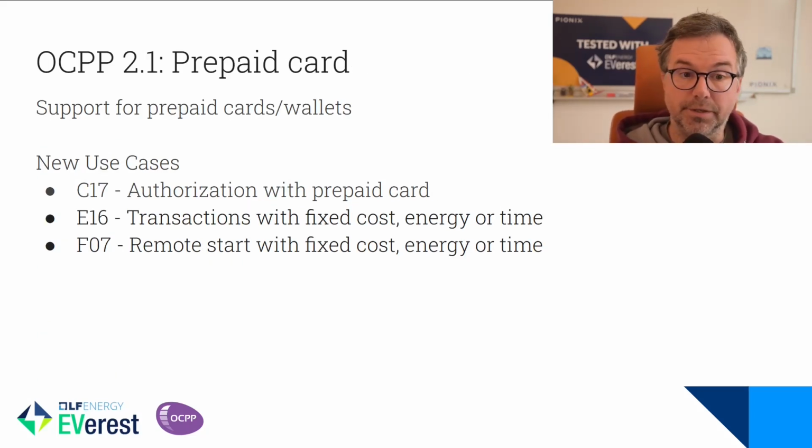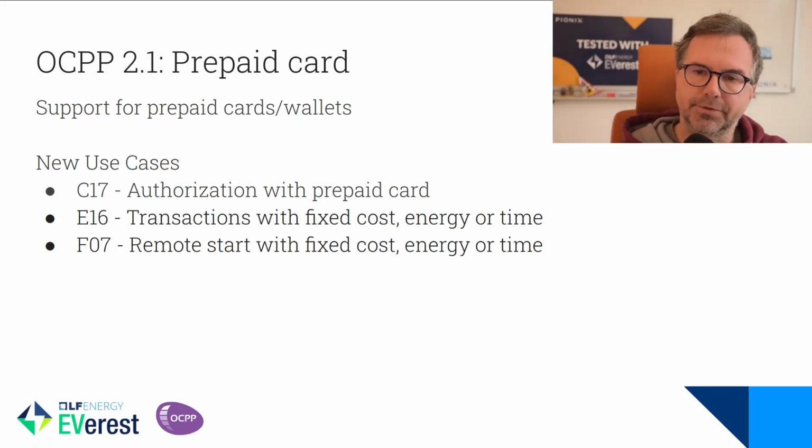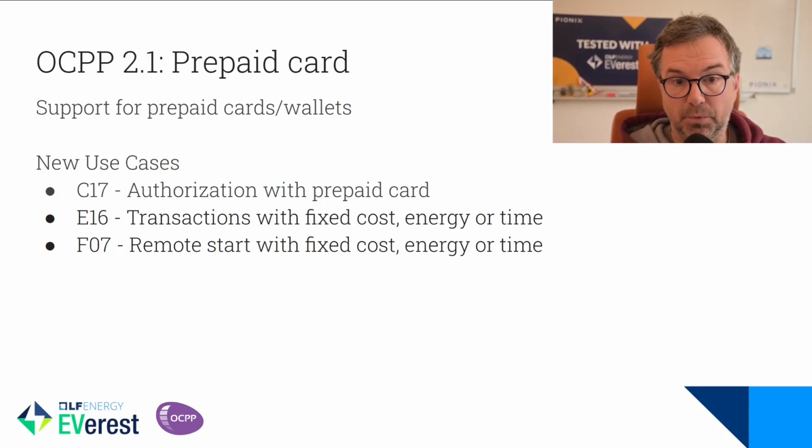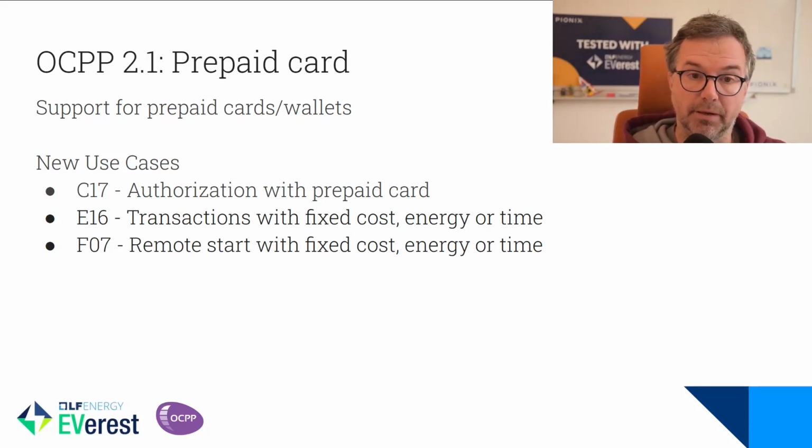With local cost calculation, we also get the capability to do, as I already said, fixed cost. So you're now able to do local cost calculation on an amount and stop charging at that point. So there's new use cases to support this. How do you authorize a prepaid card? How do you start a tariff with fixed cost, fixed energy or fixed time? But also remote start with a fixed cost, energy or time. Now, energy and time is simple because that's easy to measure in a charge station. Cost will heavily rely on the local cost calculation. So we really start adding now functionality to make prepaid charging sessions viable.